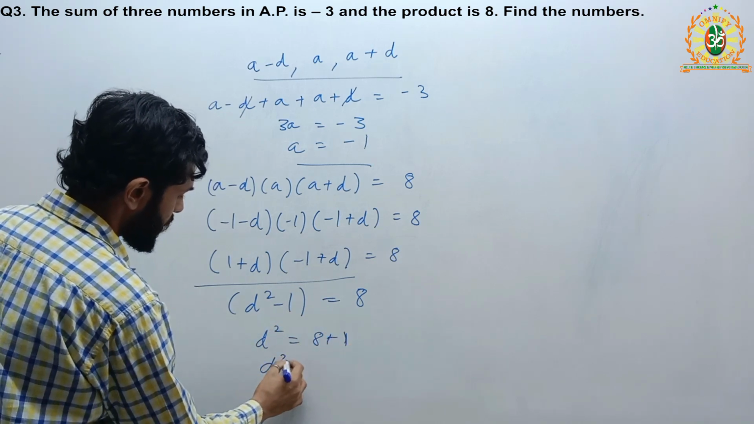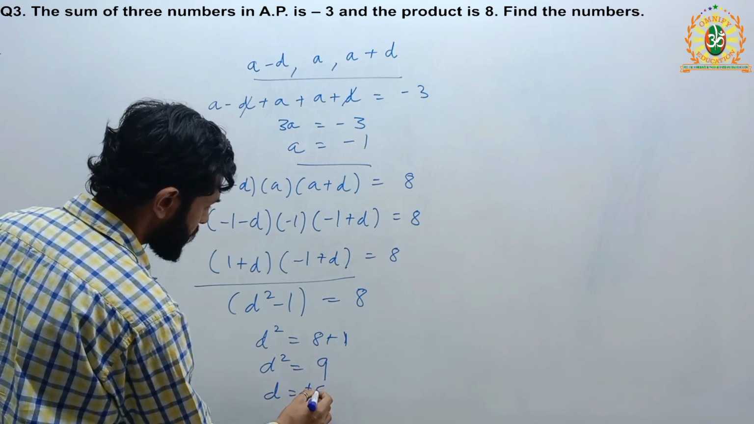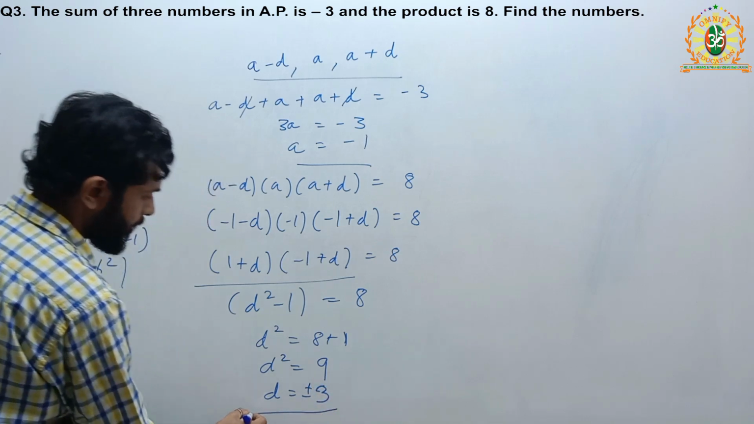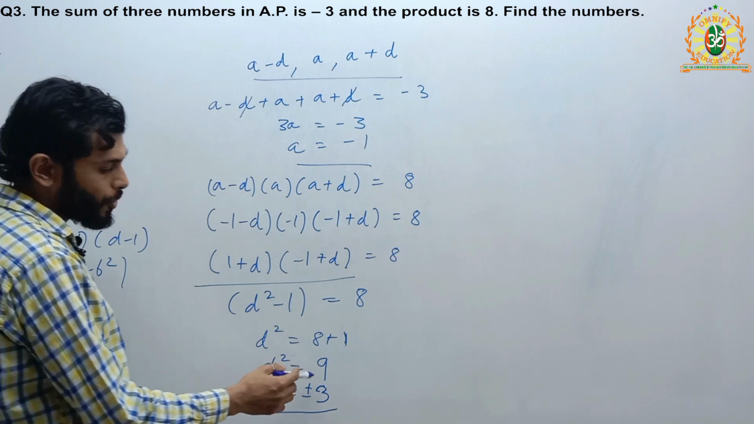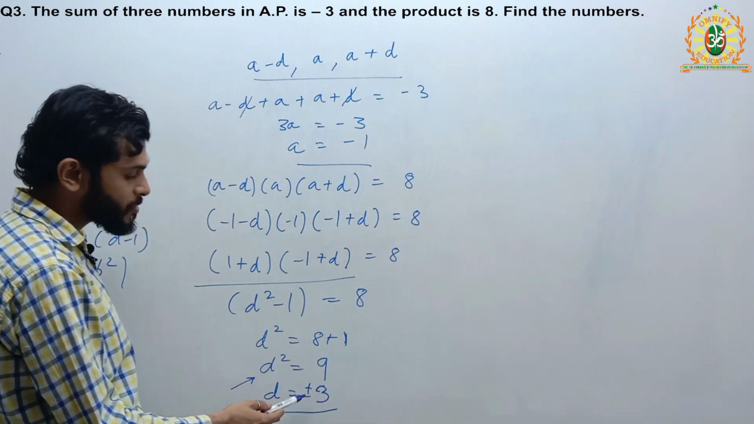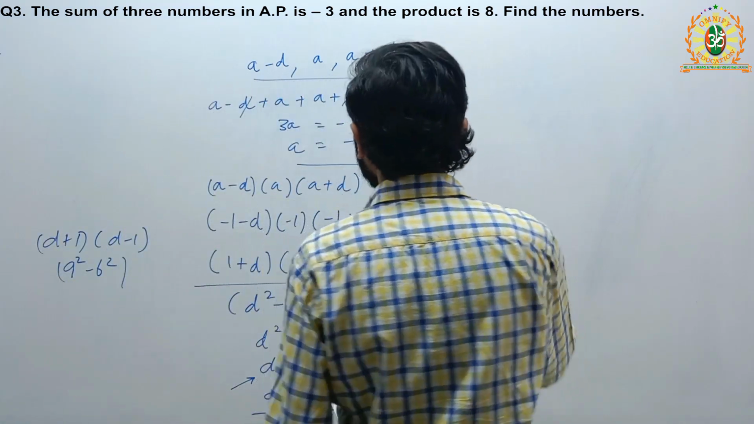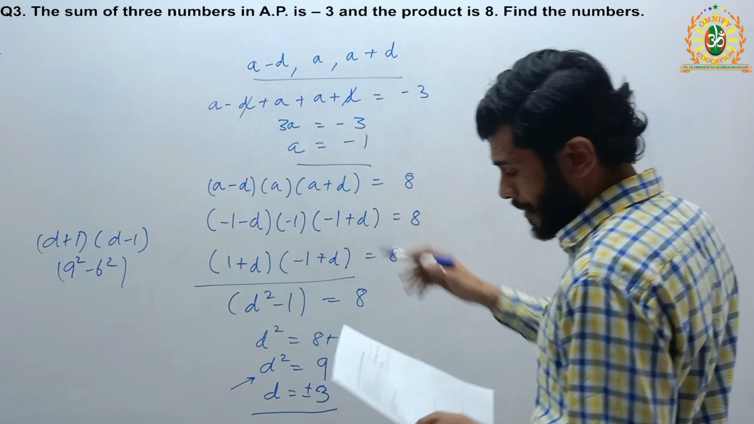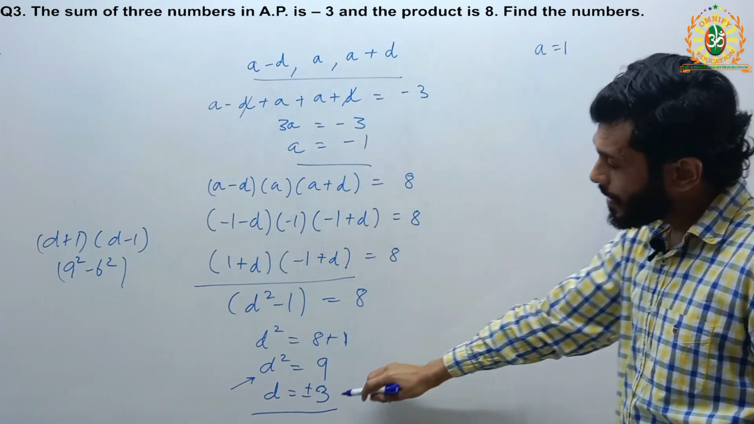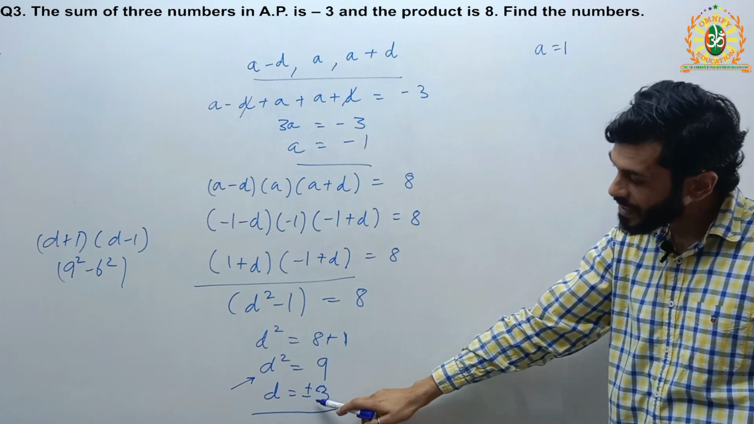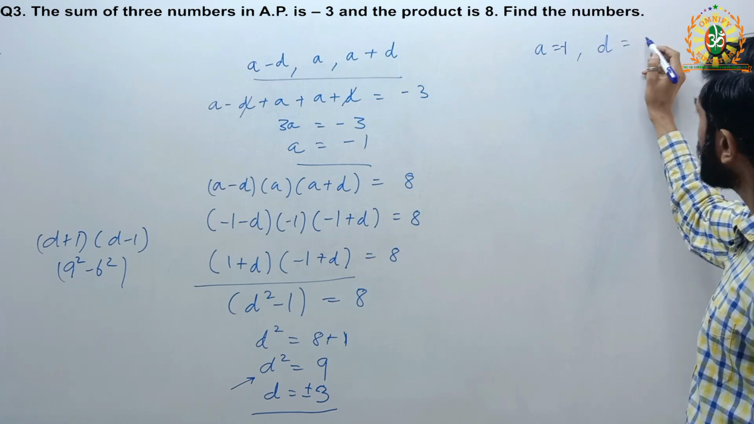Hence d square is equal to 9, or d is equal to plus minus 3. It is very important to note here that whenever you are taking a square root, you always have to put a plus minus sign. Now you have to find the values of the three numbers. You have a equal to minus 1 and you have obtained the value of d as plus minus 3. Now first take a is equal to minus 1 and d is equal to minus 3.